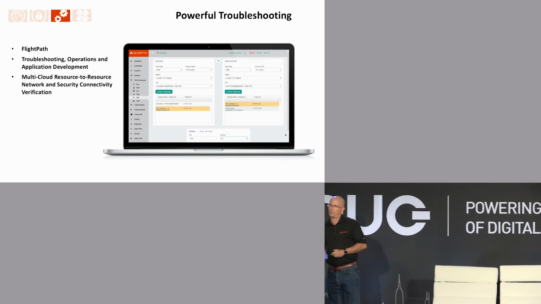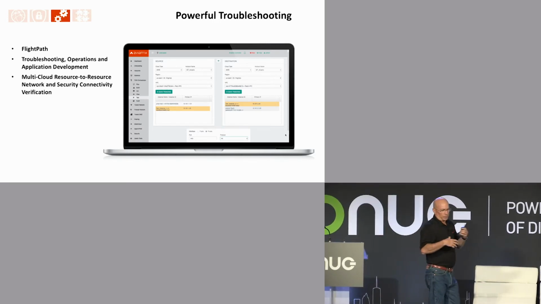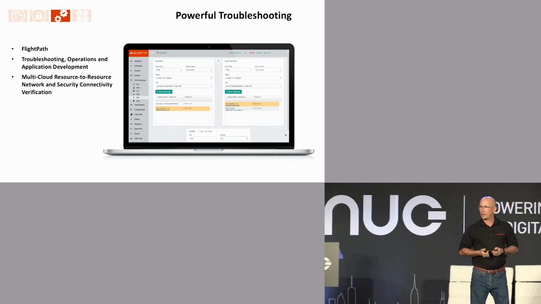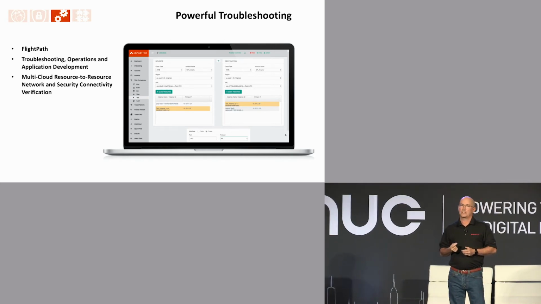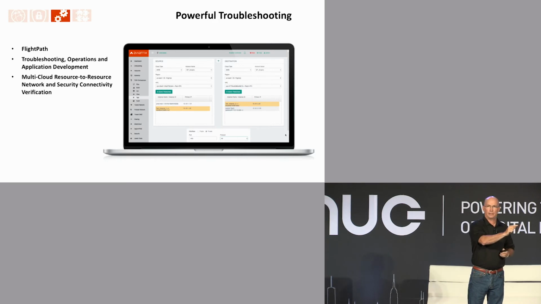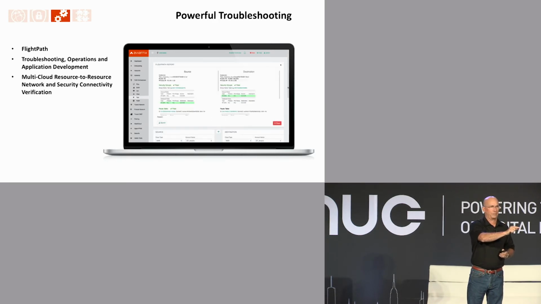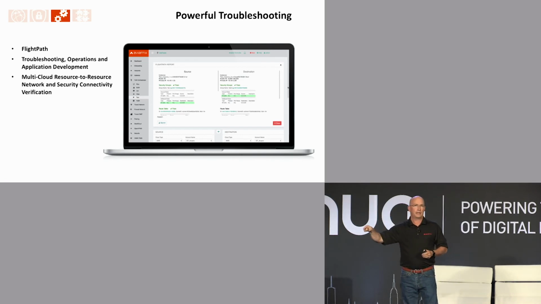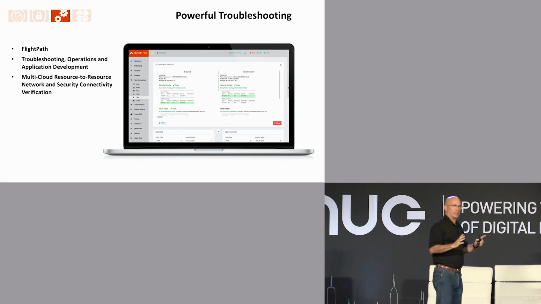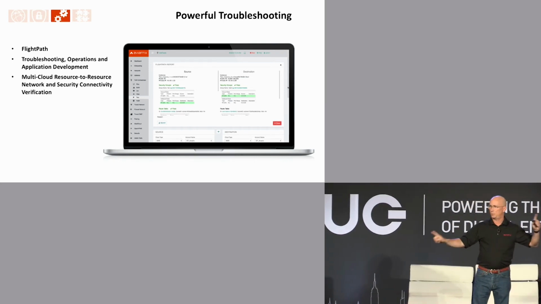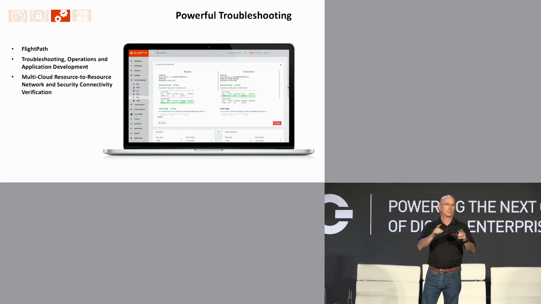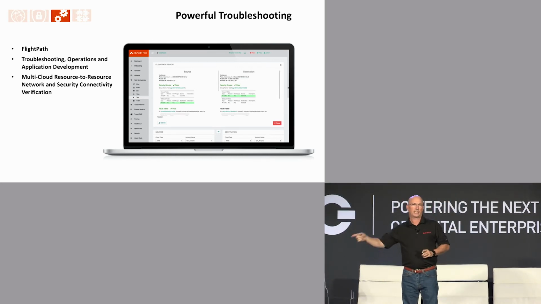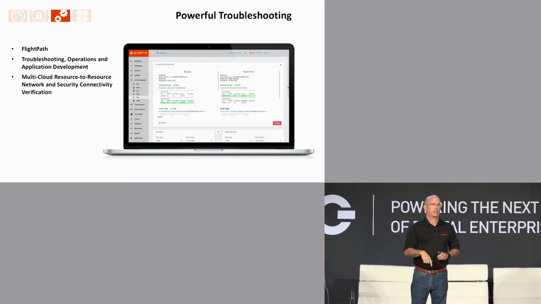And then we take that a step further. We have a tool we call Flight Path, right? And what Flight Path does is it allows you to go into any VPC and select a resource in that VPC and then go somewhere else in the multi-cloud network, maybe a VNet in Azure, and select a resource there, and now ask it, can I communicate between those two resources? Let's say, for instance, can I do an SSH connection to that resource over there? So I put in port 22 and say, can I make that connection?